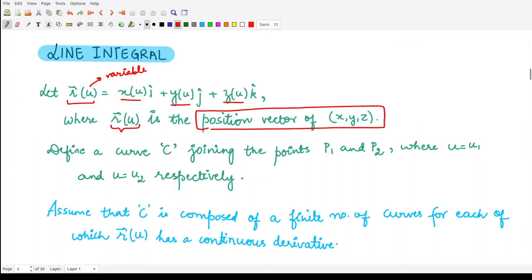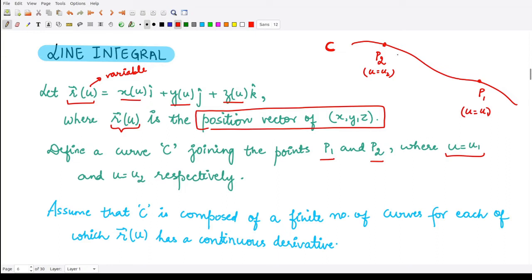So for the line integral, what do we mean by that? Suppose you have some curve which is defined by the symbol C. On this curve, suppose this is the point p1 and this is the point p2. If we have some curve joining the points p1 and p2, at p1 the value of u is u1, and at p2 the value of u is u2. In this particular case, we are taking the integral of some vector quantity moving from this point to this point.